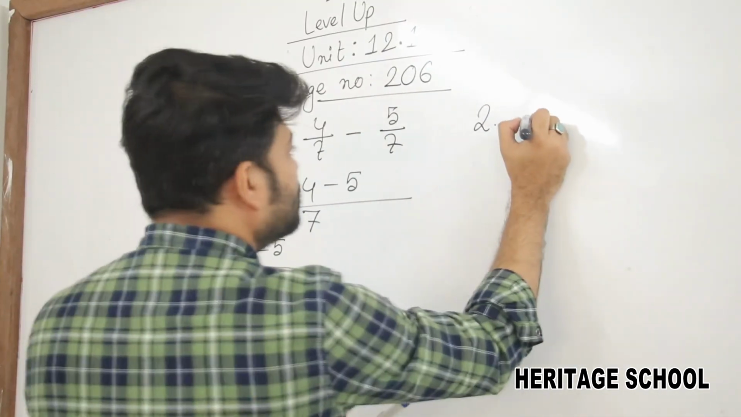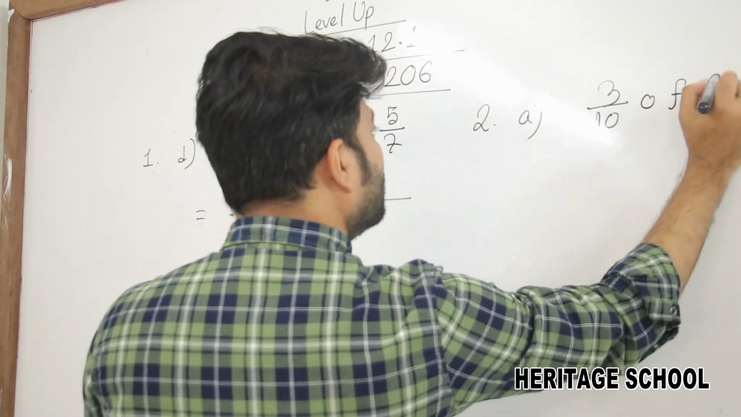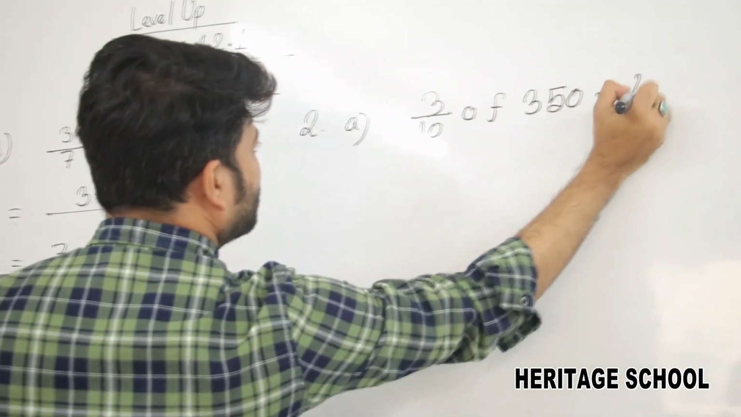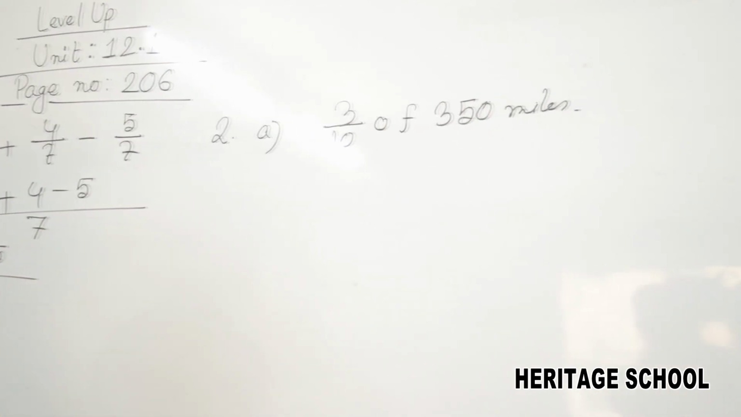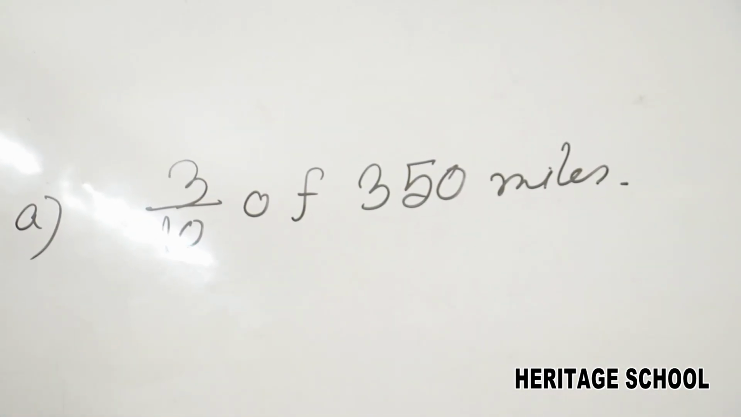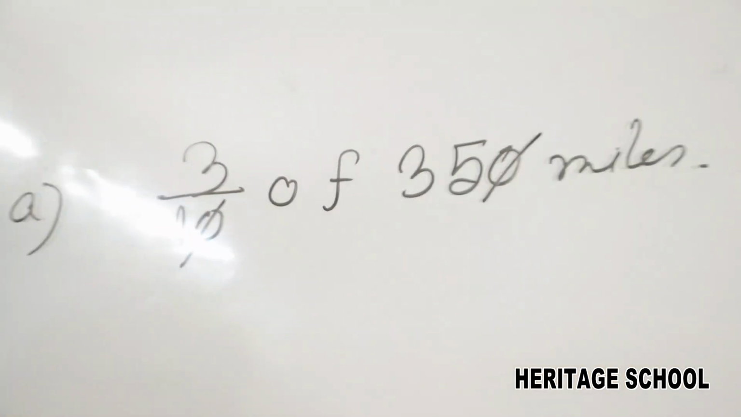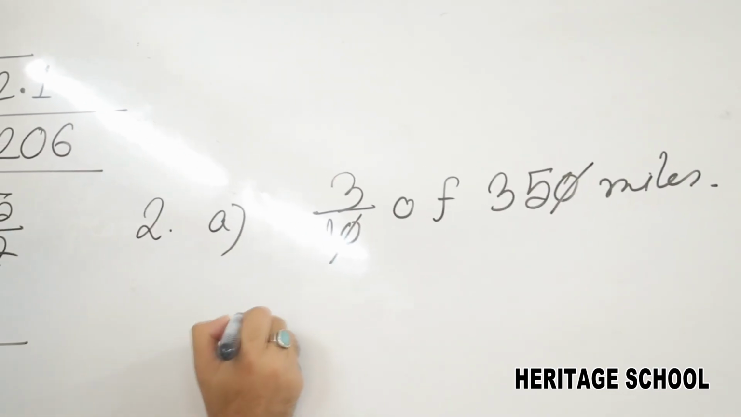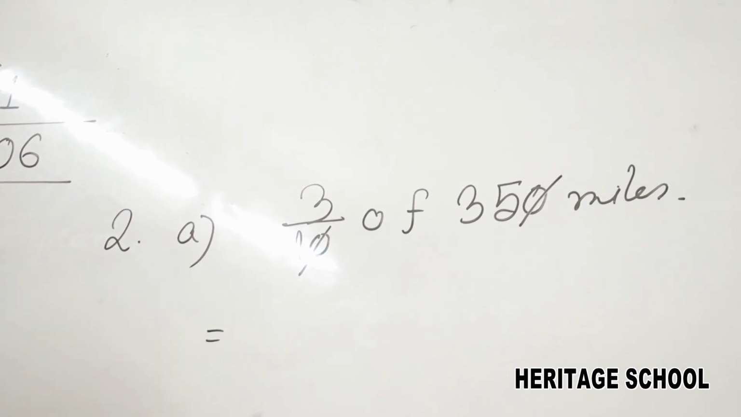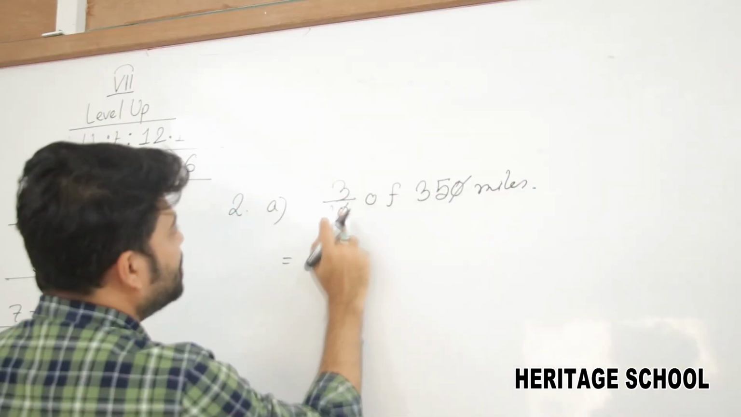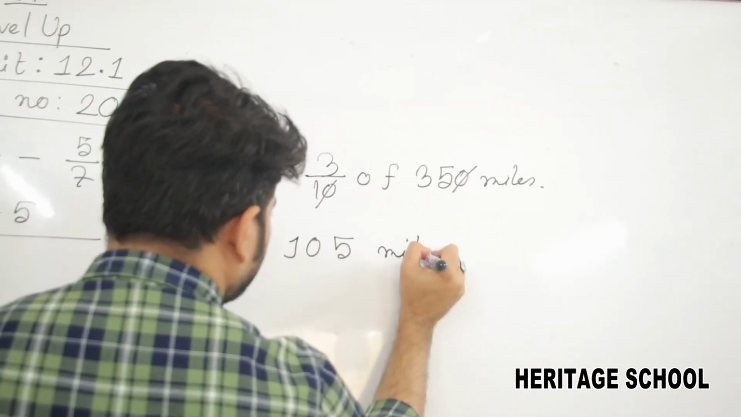A simple workout: if I have 3/10 of 350 miles, what is the answer? We have to chop some numbers. If we have 0 in both numerator and denominator, it's very easy to chop. So 0 goes with 0. The denominator that remains is 1, and we have to multiply 35 with 3. What is the answer? 3 5s are 15, carry 1, 3 3s are 9 plus 1 is 10. It's 105 miles, the answer.